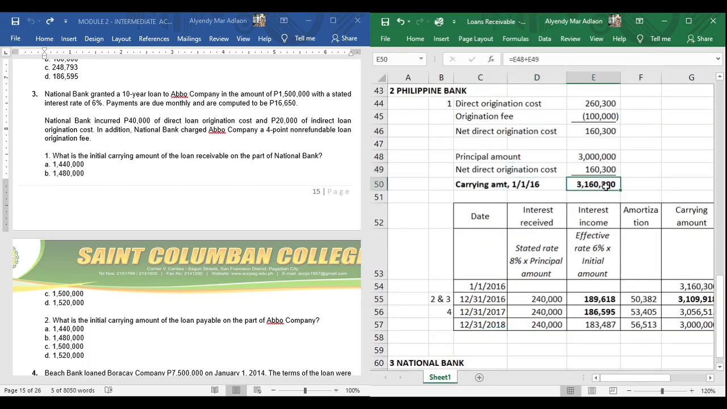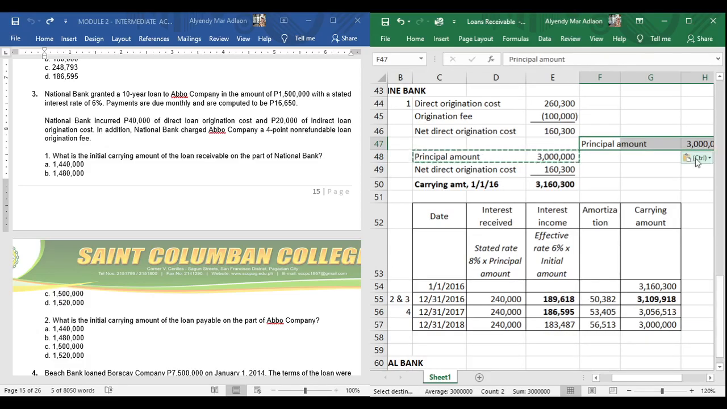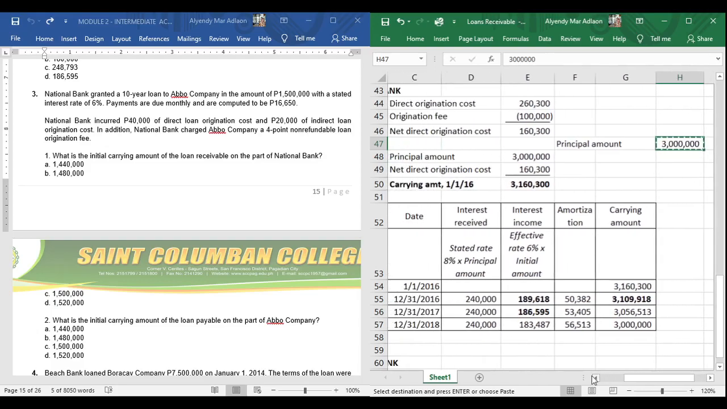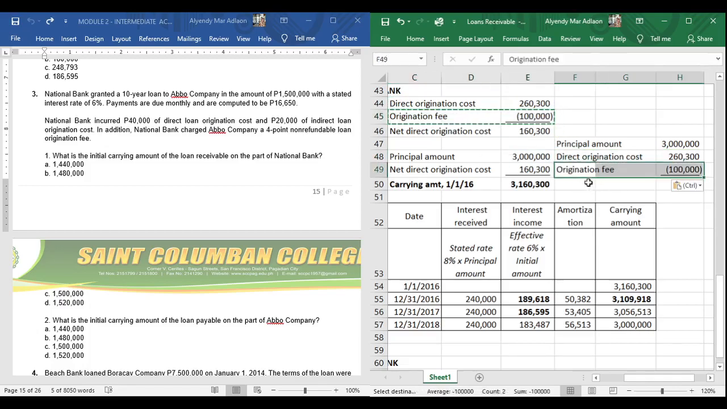So, class, just like this, it can also be done this way. Let's say, principal amount of 3 million. So, it can be like this: direct origination cost, add; origination fee, deduct. So, this aligns the carrying amount.